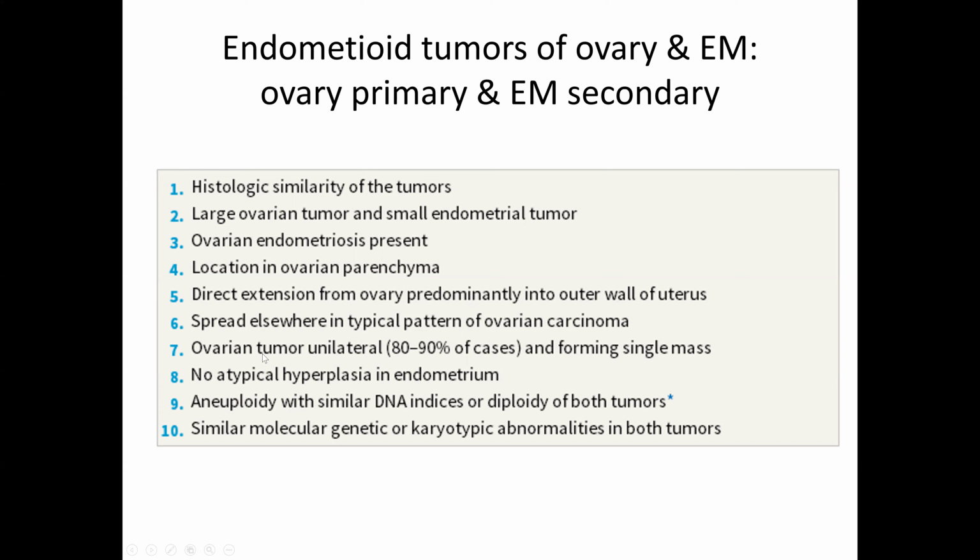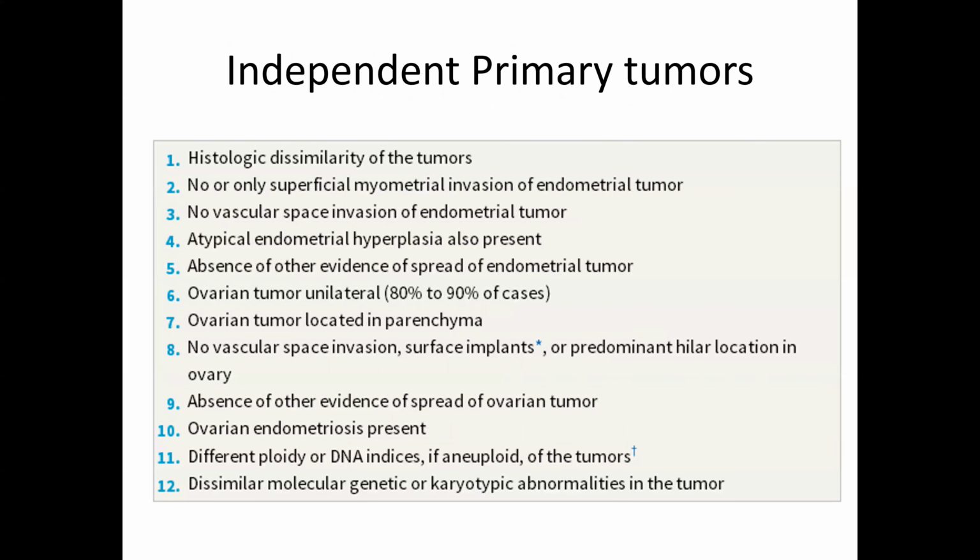We would like to see it be a unilateral mass. And in the endometrium, an absence of hyperplasia. Again, since sometimes this is a field effect, that can be difficult to demand. And again, we would expect the tumors to be ploidy-wise and genetically, phenotypically similar. So the final option then, of course, is synchronous independent primary tumors. And this is sometimes the harder position to defend.